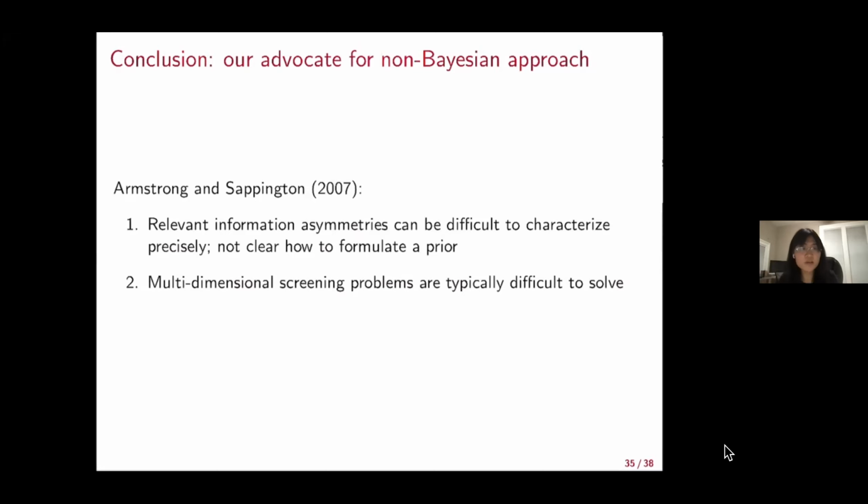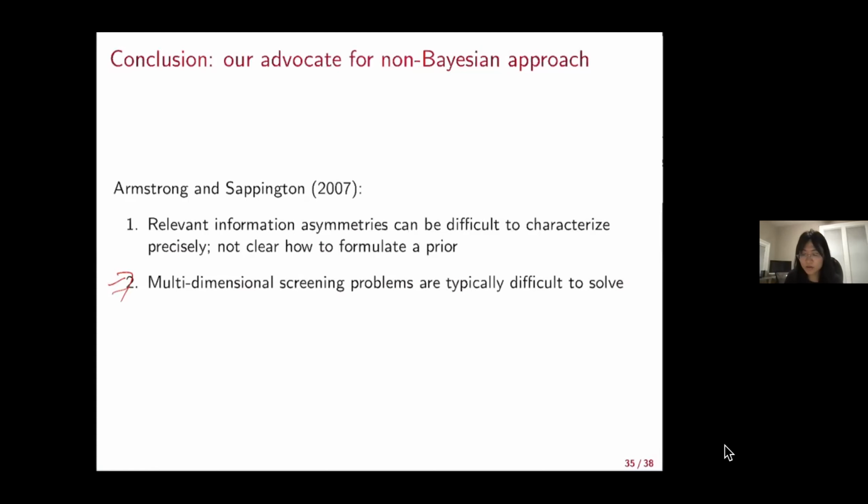When we think about addressing monopoly regulation using a Bayesian approach, sometimes the relevant information asymmetries can be very difficult to characterize precisely. In many situations, it's not clear how we can formulate a prior belief. On top of that, multi-dimensional screening problems are typically difficult to solve. So effectively, we don't know what the optimal Bayesian policy is in many situations, right?